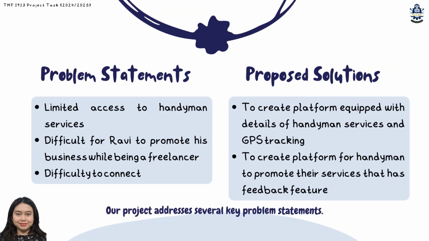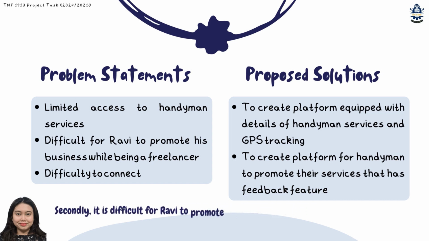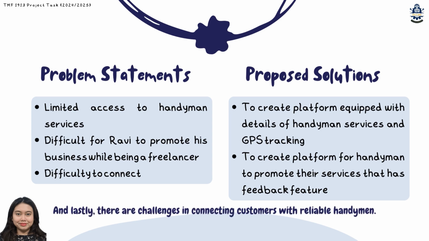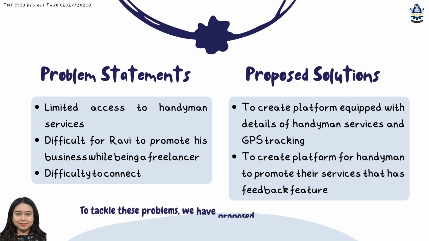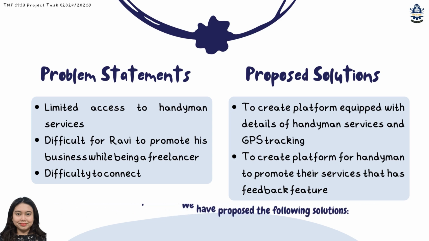Our project addresses several key problem statements. Firstly, there is limited access to handyman services. Secondly, it is difficult for Ravi to promote his business while being a freelancer. And lastly, there are challenges in connecting customers with reliable handymen. To tackle these problems, we have proposed the following solutions.